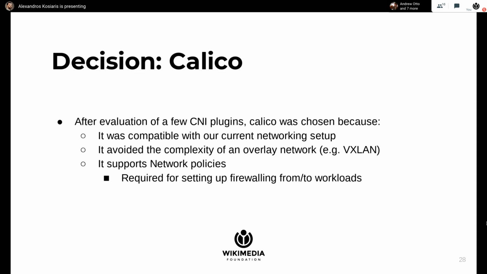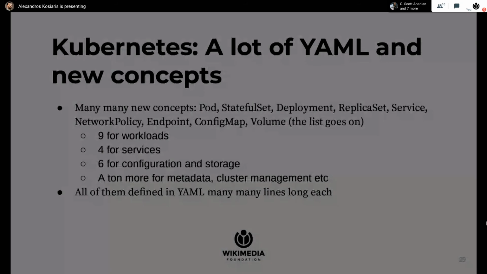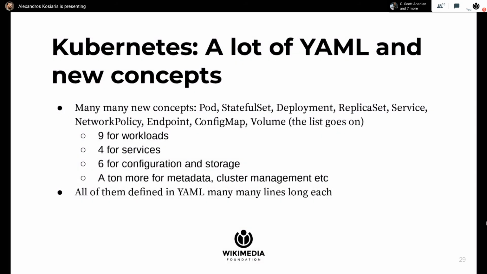And with all of those nice things and decisions, there also come caveats. One of them is that when you abstract away problems, you have to create new ones, and you have to create new concepts. And there are many, many, many of those. I've listed some of them there, but the list goes on. And the rough reality is that you have 9 new concepts for workloads, 4 new concepts for services, 6 more for configuration, storage, and all. And it's not really all that great having to learn all the Kubernetes API by heart just to be deploying a Node.js application that does wikitext manipulation. And all of them are defined in YAML, many, many lines long each, and it can be kind of messy to work with them.